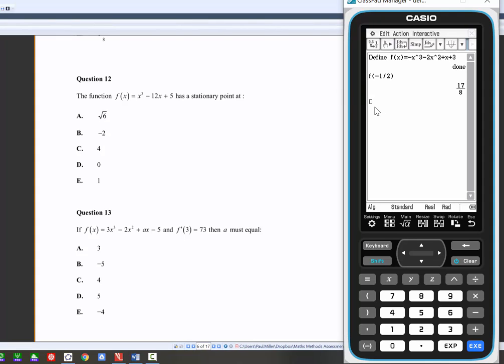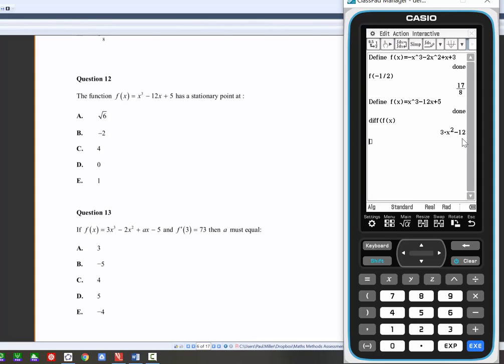All right, so yeah, let's just find out. Define f of x equals x cubed, take away 12x plus 5. Now what I'm going to do is diff the function for x. The default's x, so just a quick thing there. Note that it'll still diff it for x automatically, but it's a good habit to put comma x in there.